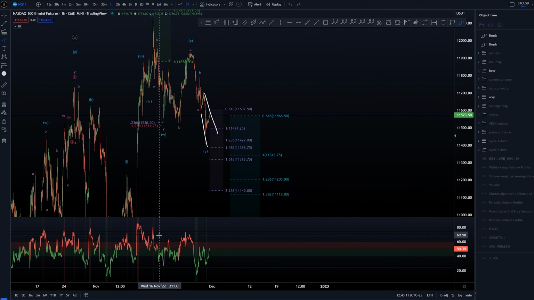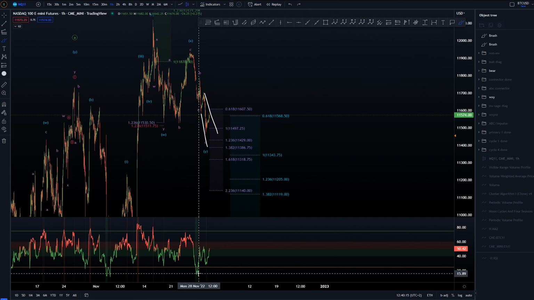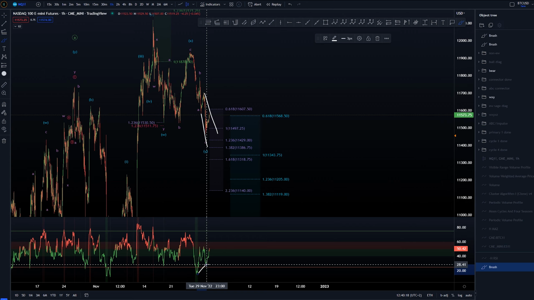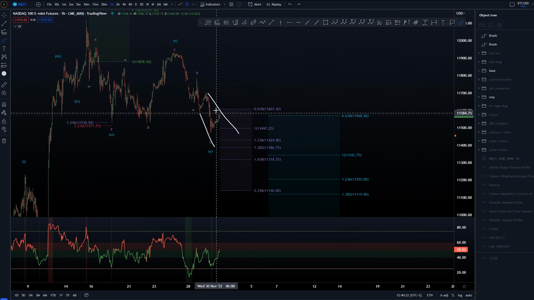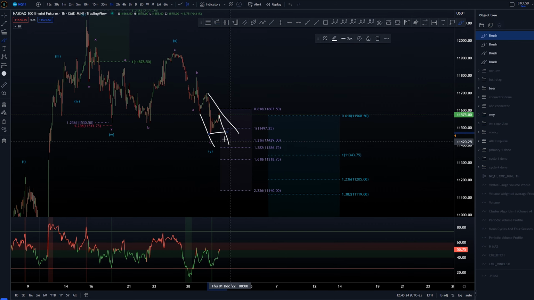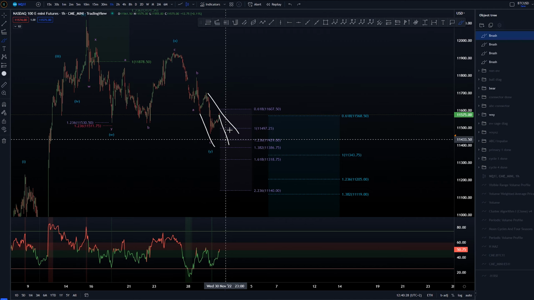On RSI as well, we do have this cycle completing down here, yet we do have that divergence here between the A and possible C wave. So there is one more possibility again. If we take out these lows, create that divergence here on RSI, and then off we go.